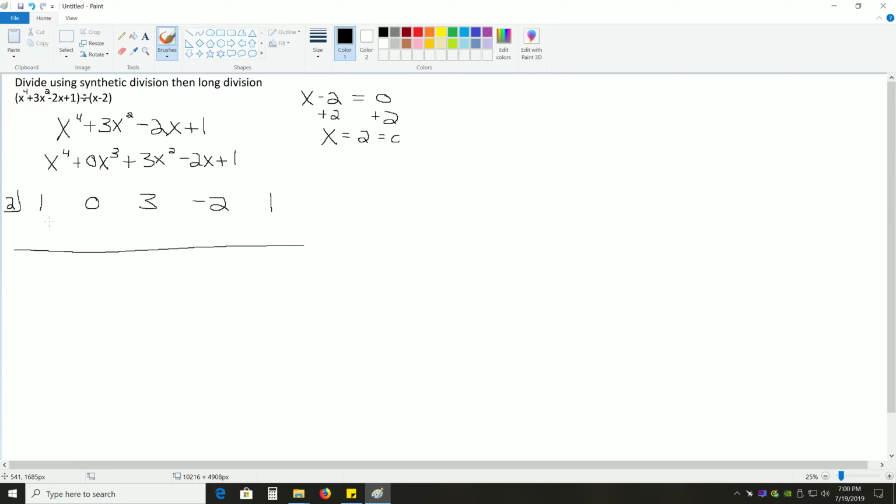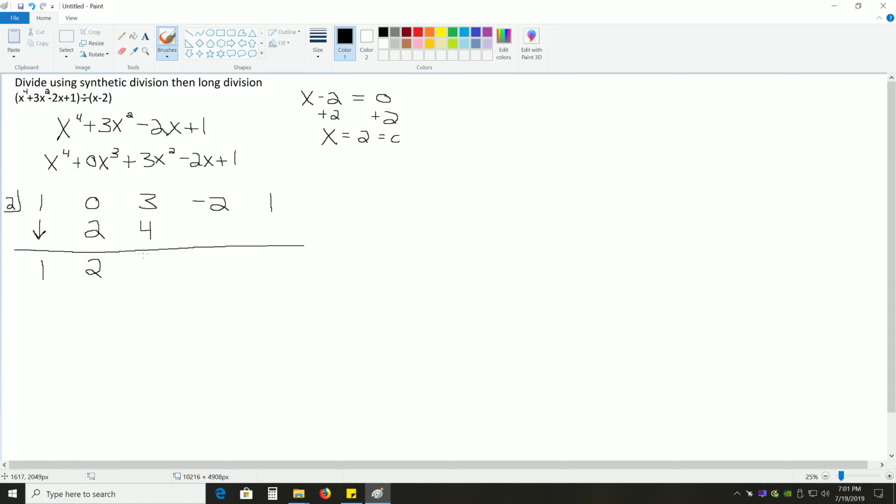Okay, so the way synthetic division works is we're going to take our first number and bring it down. So we bring down our 1, and now we multiply that value by 2, which gives us 2, and we put it below our second number. We then add these values together, which gives us 2, and we repeat the process until we run out of numbers. So we're going to take this 2 and multiply it by this 2, giving us 4.